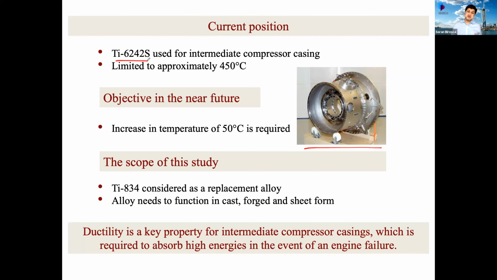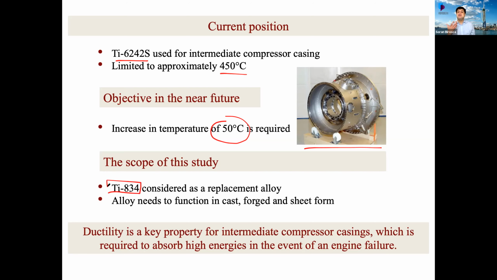So the objective for the near future is to increase the material's capability by 50%, so from 450 it should be around 500. Now, within this study, we were looking at the other candidate, which is titanium 84.